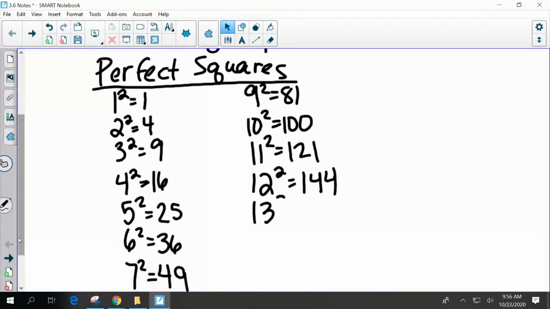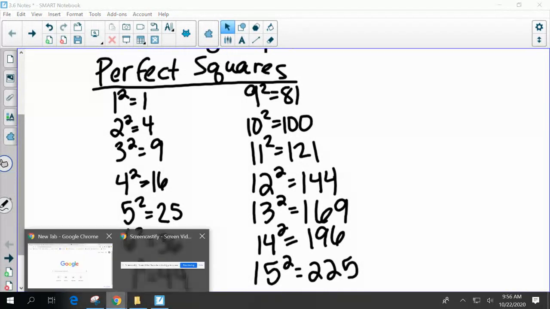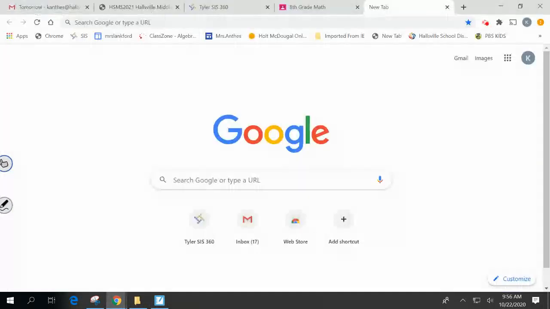What these are, are integers squared, and they make what's called perfect squares. You may have noticed that a lot of these numbers were on your homework and notes yesterday. A lot of these numbers we repeated over and over again yesterday because they're perfect squares. So pause your video and write down this list.